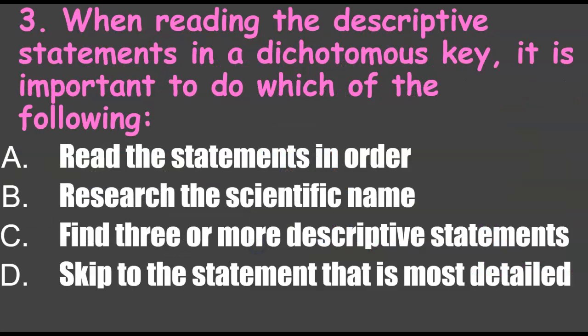All right, when reading those descriptive statements in a dichotomous key, it is important to do which of the following. So when I'm just starting out, what do I want to do? Do I want to read the statements in order, research the scientific name, find 3 or more descriptive statements, or skip to the statement that is most detailed? So like I said earlier, you want to read the statements in order. Start with number 1, A and B, then go wherever it tells you to go. You might even get the scientific name right in that first slot.